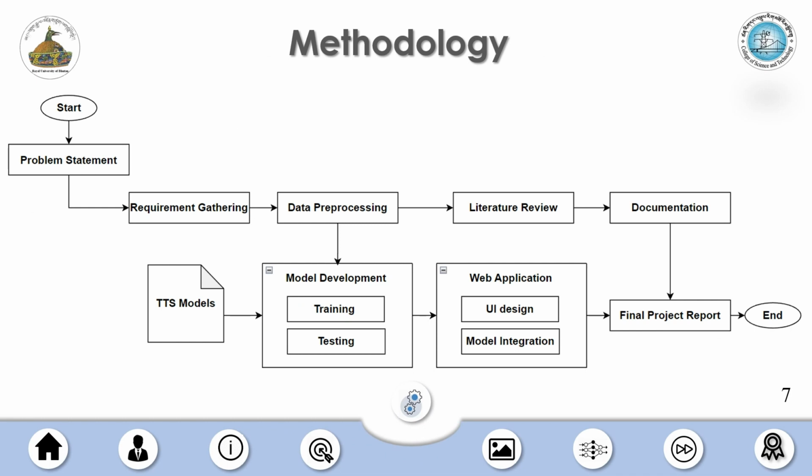The methodology that we undertook for the completion of the project. First, we identified the problem, then we did requirement gathering. We got our dataset from the DCDD, and then we did data preprocessing. After that, we trained our TTS model, and then we integrated it into a web application, and then the project was ready. So the literature review and documentation was throughout the project.